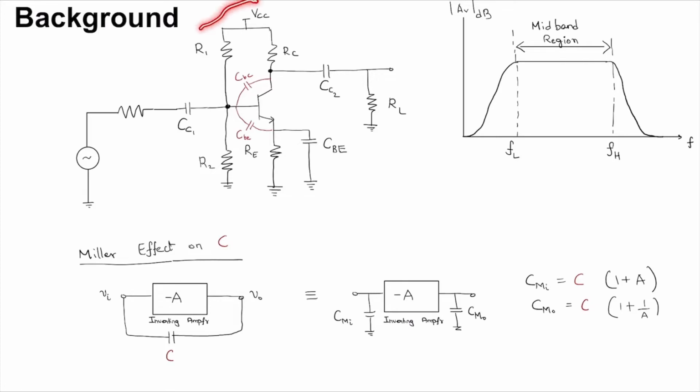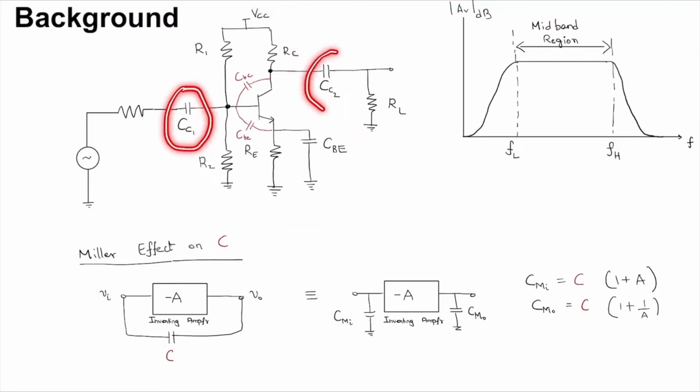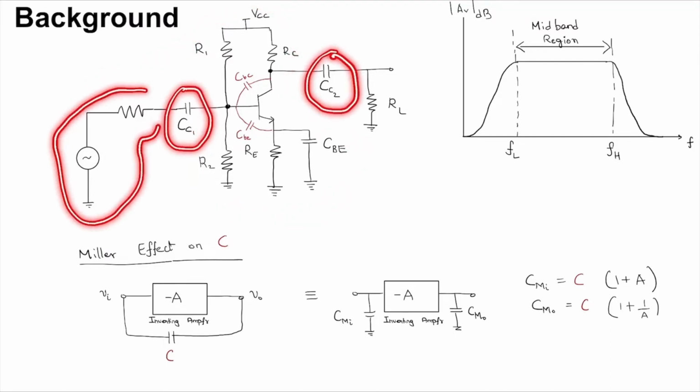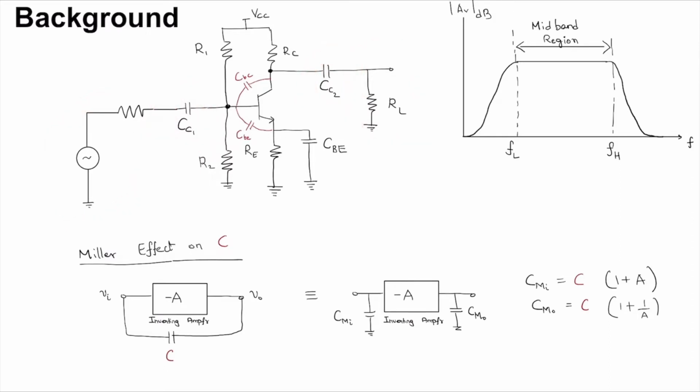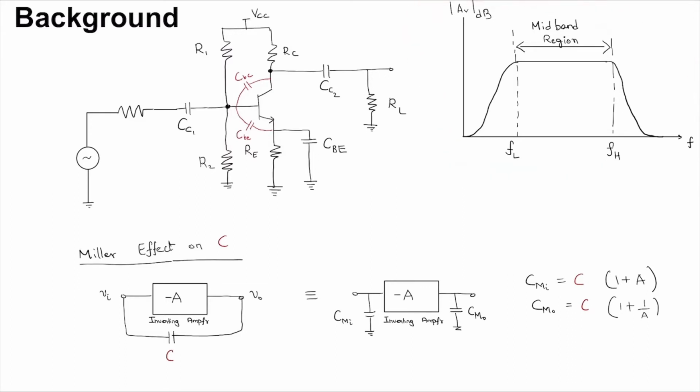So what I've drawn here is a common emitter amplifier with the AC coupling capacitors. This is the AC source and this is the load resistor. The capacitors drawn in red are parasitic capacitors, and this is the voltage gain of the common emitter amplifier. This region in the middle where it is flat is the mid-band region.